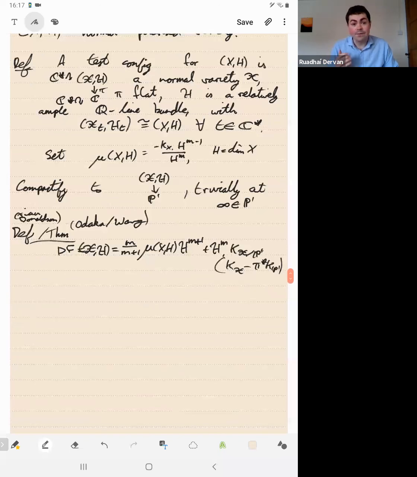Okay, so these are our degenerations, test configurations. This is our numerical invariant, the Donaldson-Futaki invariant, which is just some intersection number. And then K-stability gives us control over the sign of this intersection number.